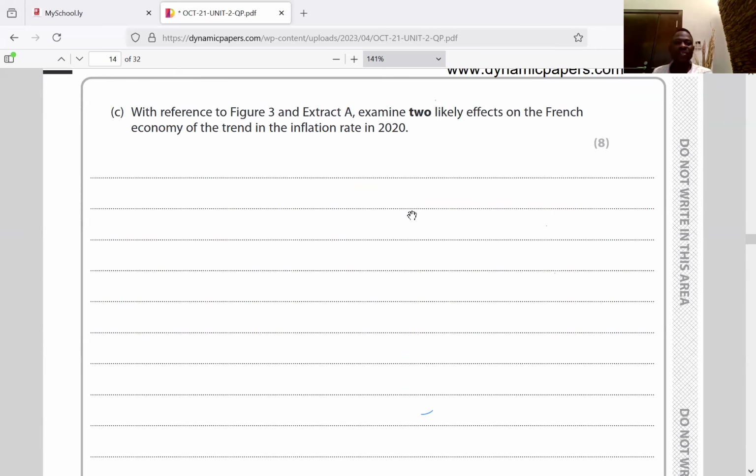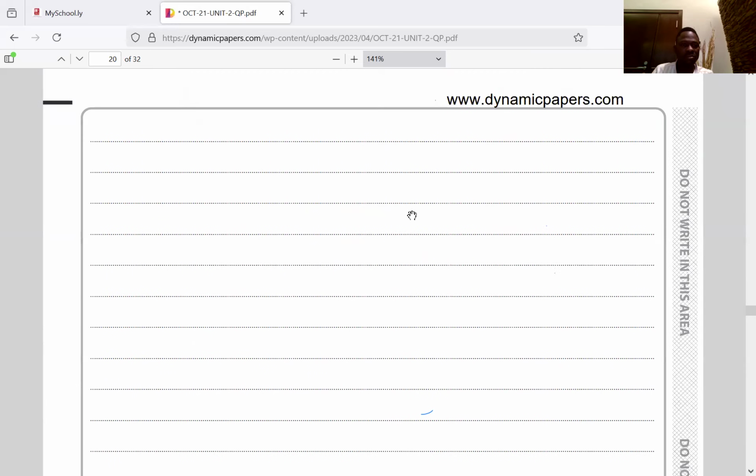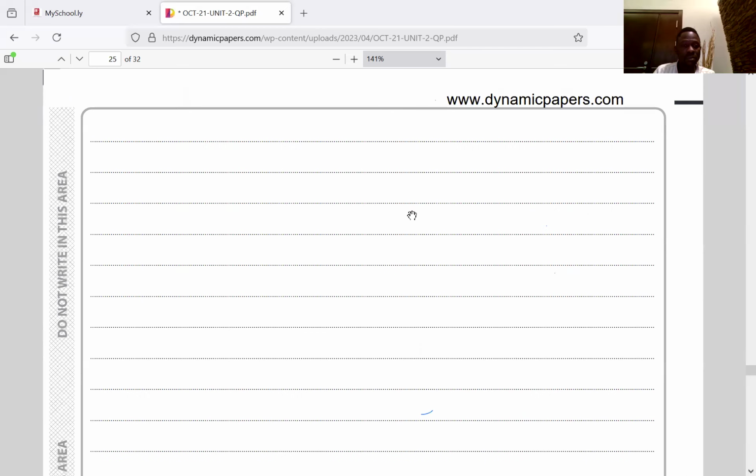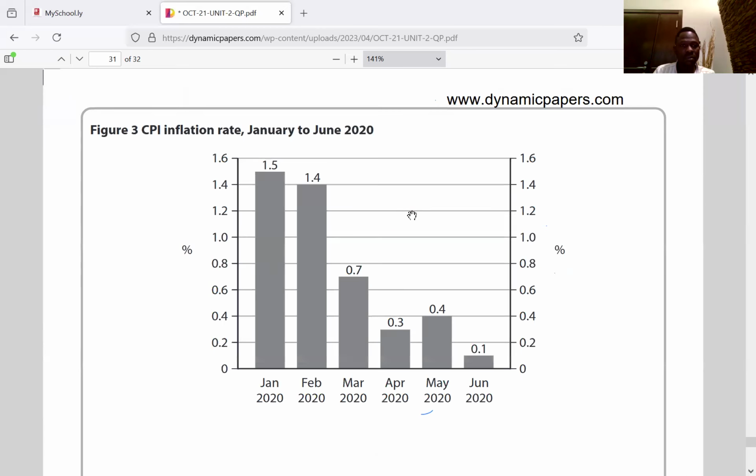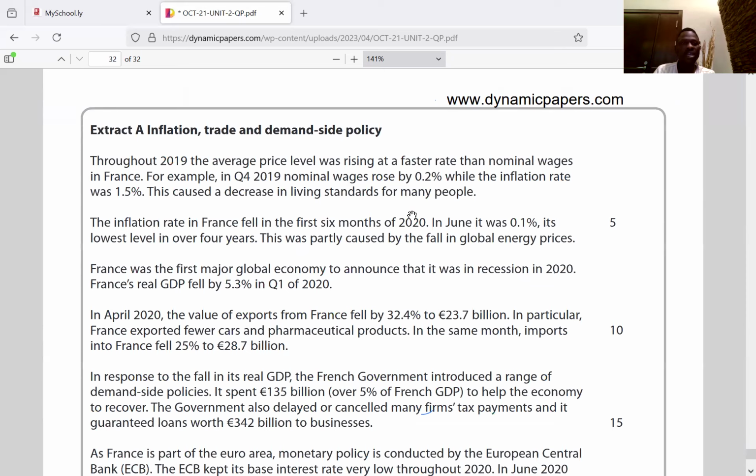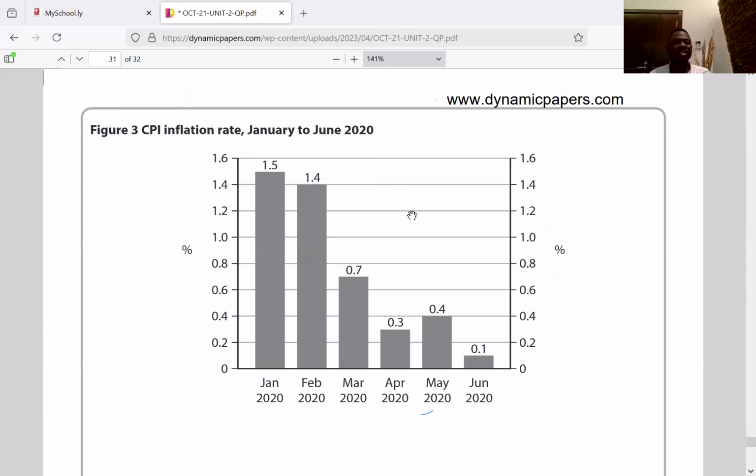Okay. It said with reference to figure 3 and extract A, examine 2 likely effects on the French economy of the trend in the inflation rate. So go back to figure 3. Yeah, figure 3. So we have the CPI inflation rate, the trend is there. So first, what is inflation rate?